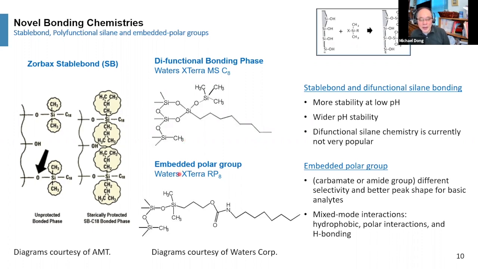Also, embedded polar group or polar embedded group, such as Waters XTerra RP8. So in an octyl chain, they have a carbamate group in the middle, embedded in the middle, right? So this one actually was able to do a little shielding of any residual silanol group, right?